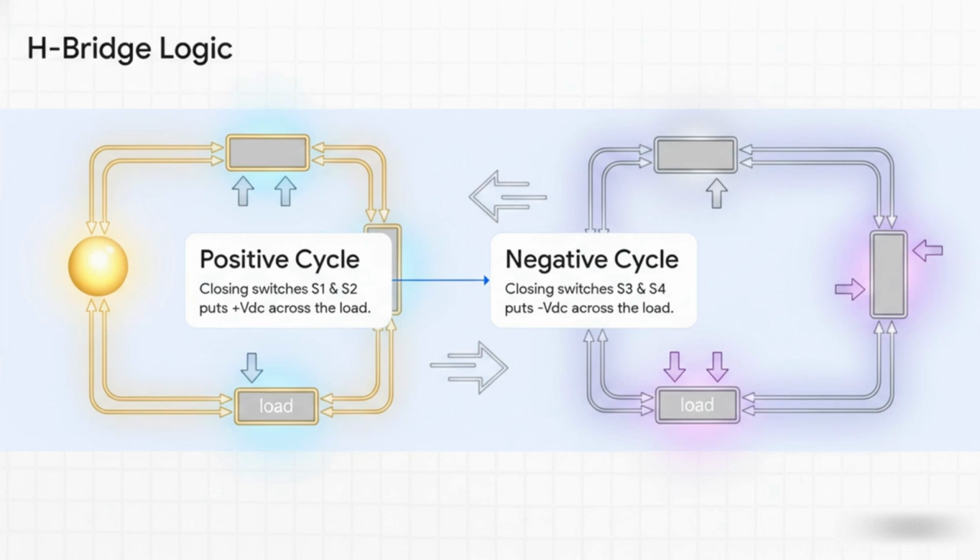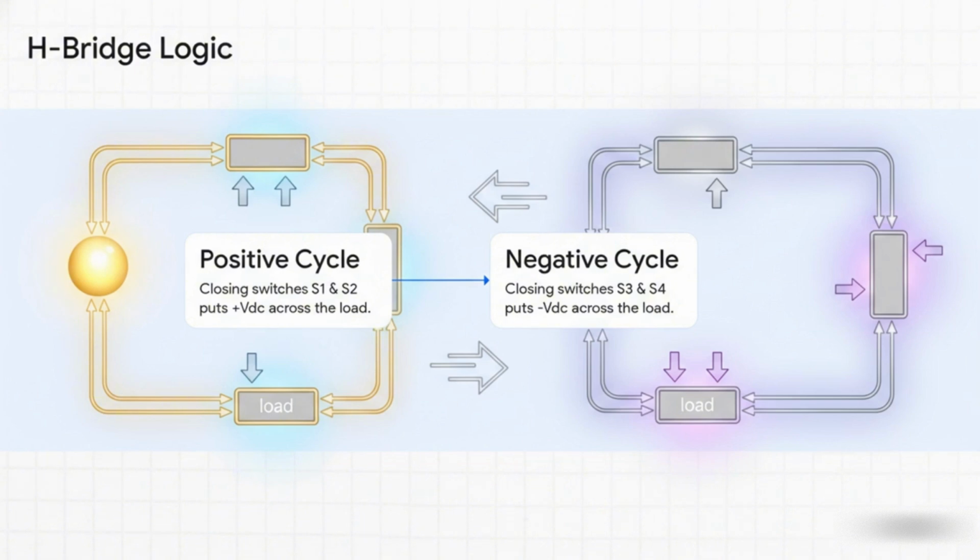Okay, let's actually follow the electricity to see how this works. It's really just about directing traffic. So for the first half of the cycle, we close 2 switches diagonally across from each other. The top left one, S1, and the bottom right one, S2. The current flows out of the positive side of our DC source, goes through S1, flows across our load from left to right, and then goes through S2 to get back to the negative side. This gives us a positive voltage across the load.